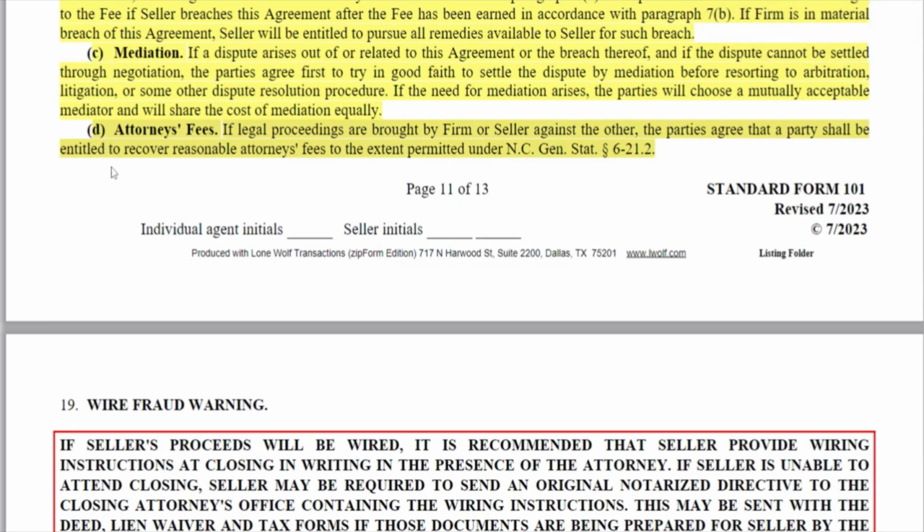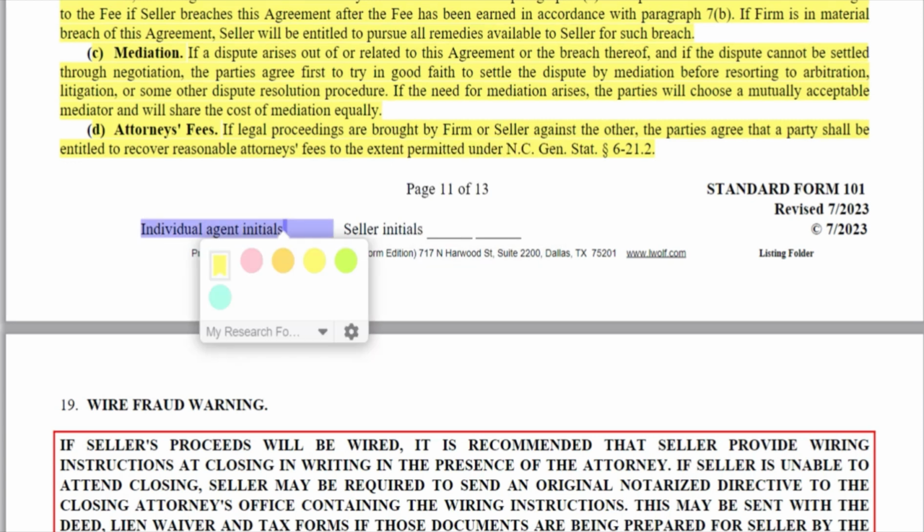Okay, D, the attorney fees. If legal proceedings are brought by firm or seller against the other, the parties agree that a party shall be entitled to recover reasonable attorney fees. So if one of us has to take the other one to court, then we are saying that we want the other party to pay for the court costs, the court fees, and reasonable attorney fees. Initials here.